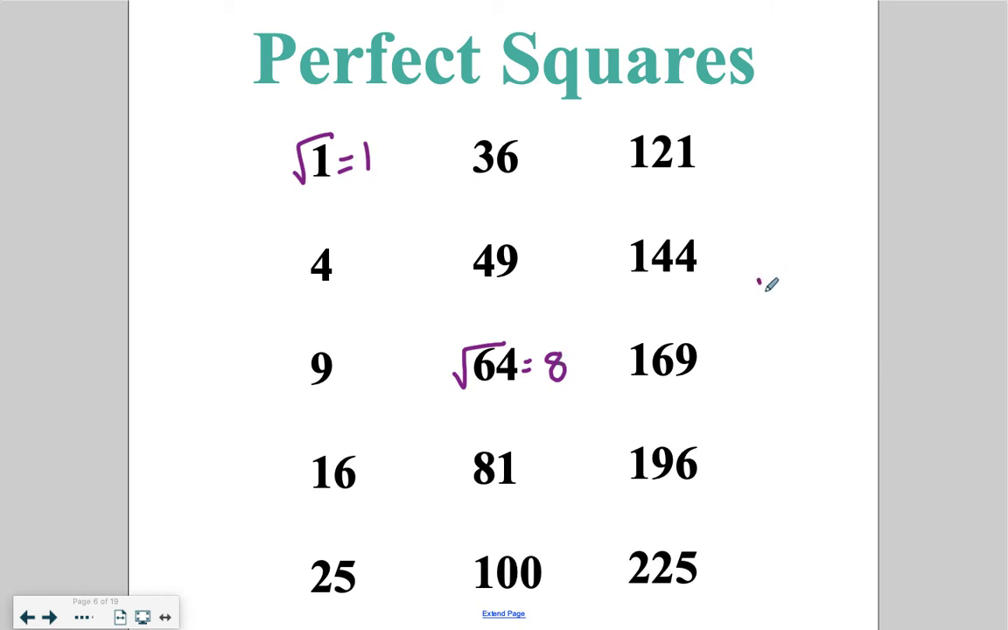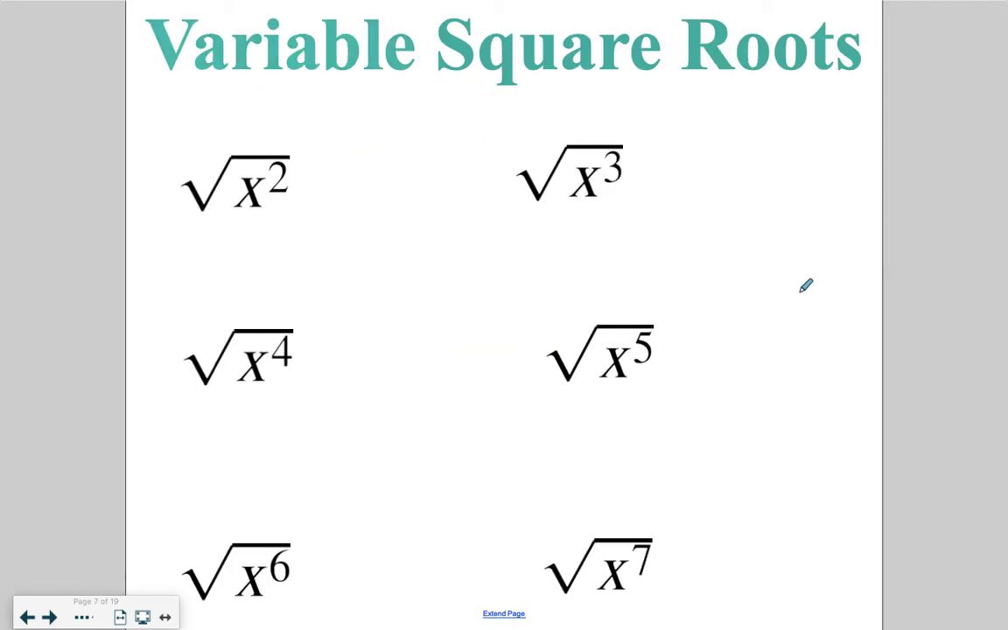A number like 15, the square root of 15, is not a perfect square. You can't take the square root of 15 and get an integer answer. This slide right here shows the first 15 perfect squares. These are, again, ones you should probably have memorized. Beyond that, you can use your calculator to help you decide if a number can be square rooted or not. So that's numerical perfect squares.